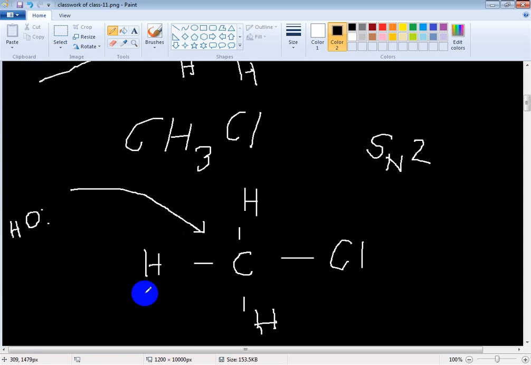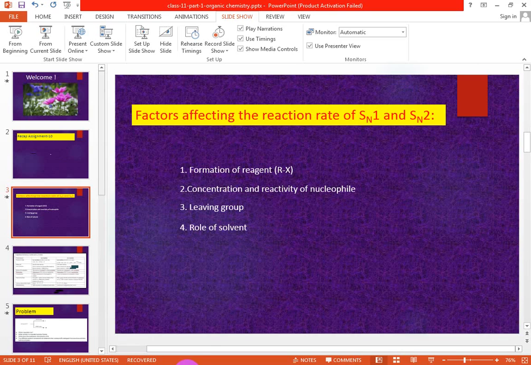And the second topic was concentration and reactivity of nucleophile. Look, this is the nucleophile. SN1 reaction doesn't follow the reactivity of nucleophile or its concentration.